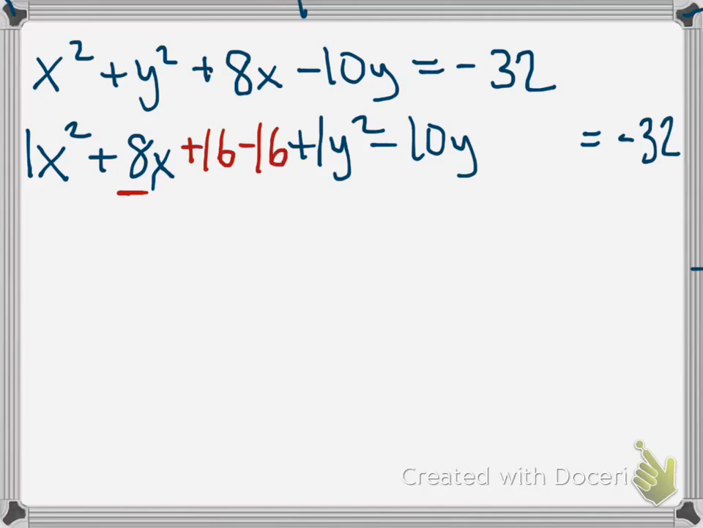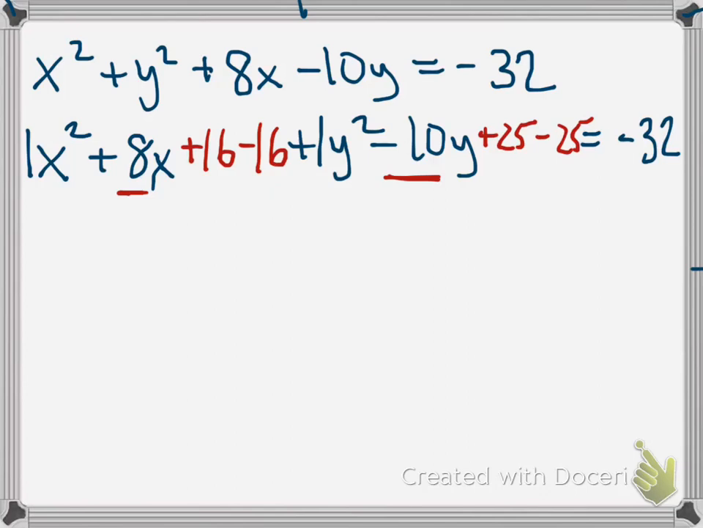I'm going to do something similar for this negative 10. Half of negative 10 is negative 5. Negative 5 squared is 25. So I'm going to do plus 25 and minus 25. Right there, and I had to squeeze it in because there's not a lot of space, but I think you guys can follow.